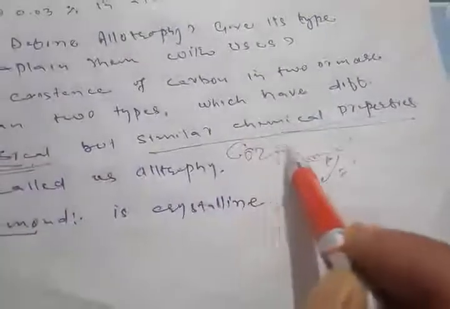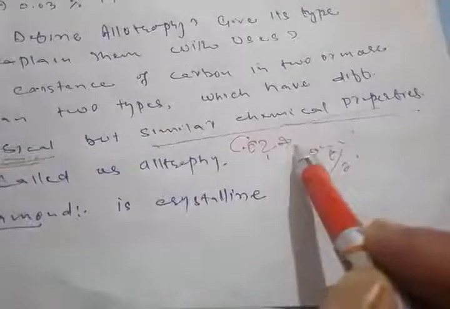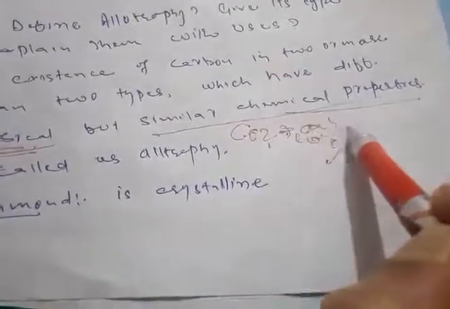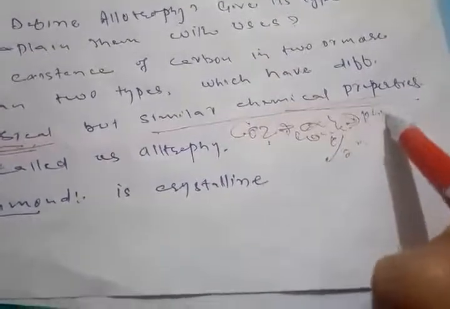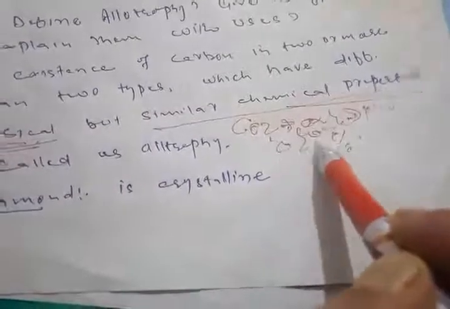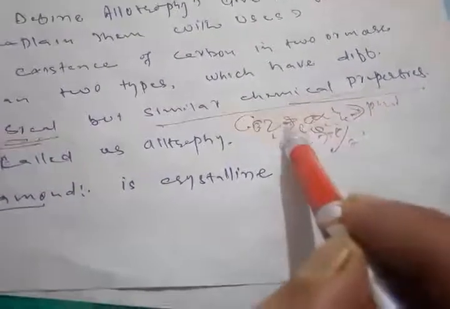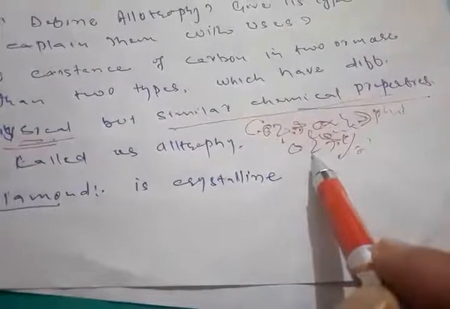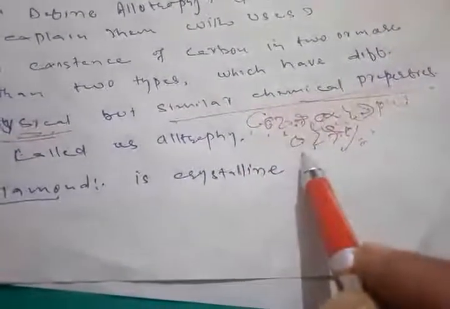Similar chemical properties means here the carbon dioxide is present in animals. They are exhaling it. Plants take it, and plants give oxygen. These two gases are commonly present in plants and animals, which consist of oxygen molecules.